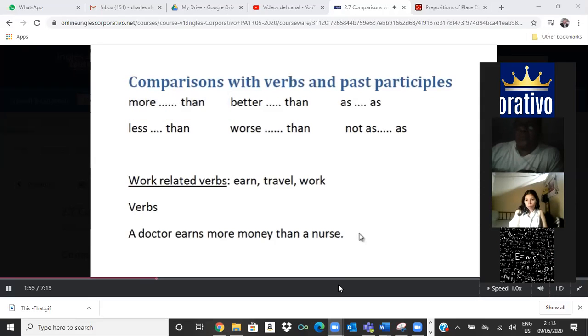Similarly, we could express this in a different way. So let's say we wanted to make a negative sentence. We want to say a nurse doesn't earn more money than a doctor. We're literally saying exactly the same thing, but it's just a different way of putting it, right?